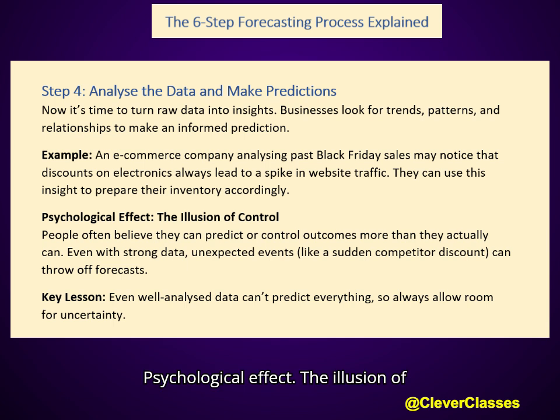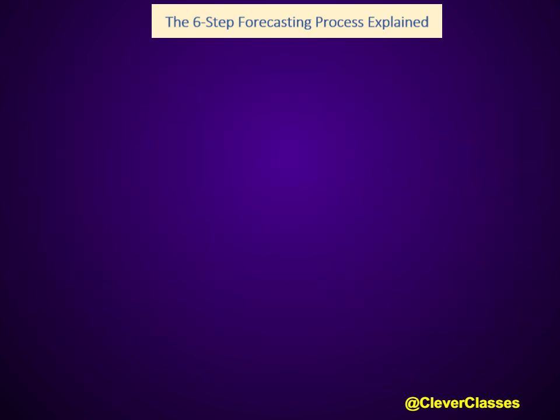Psychological effect, the illusion of control. People often believe they can predict or control outcomes more than they actually can. Even with strong data, unexpected events, like a sudden competitor discount, can throw off forecasts. Key lesson: even well-analyzed data can't predict everything, so always allow room for uncertainty.